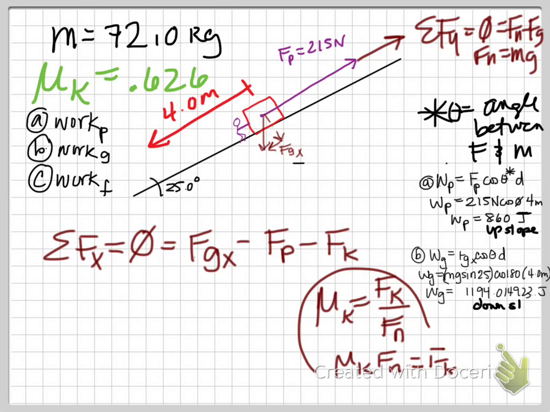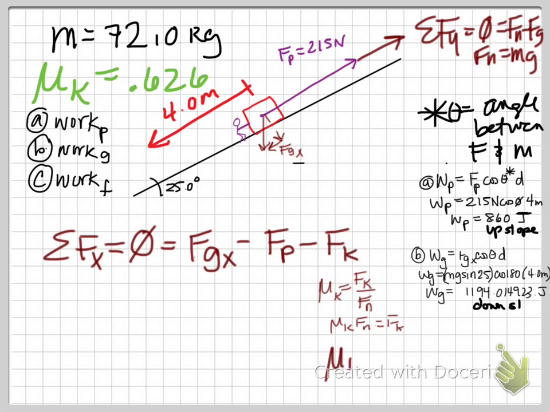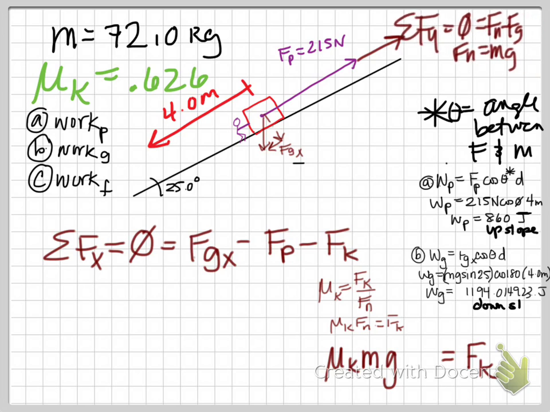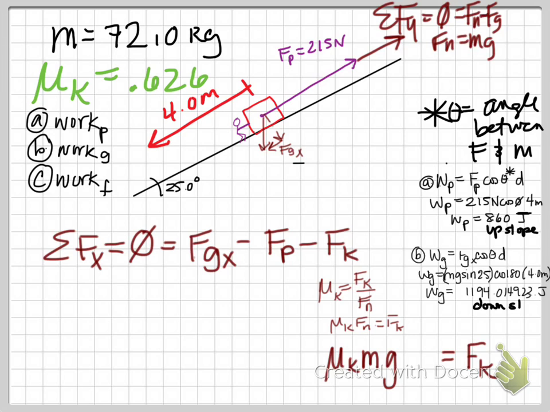So, oops, what do we have? Mu k mg equals fk. Did I screw something up? Oh gosh, yeah, I totally screwed that up. Thanks. Yeah, it'd be fgy. I got all carried away and forgot I wasn't on a flat surface. So it's mg cosine theta. Okay, so mu k mg cosine theta equals fk. Whew, that was a lot.